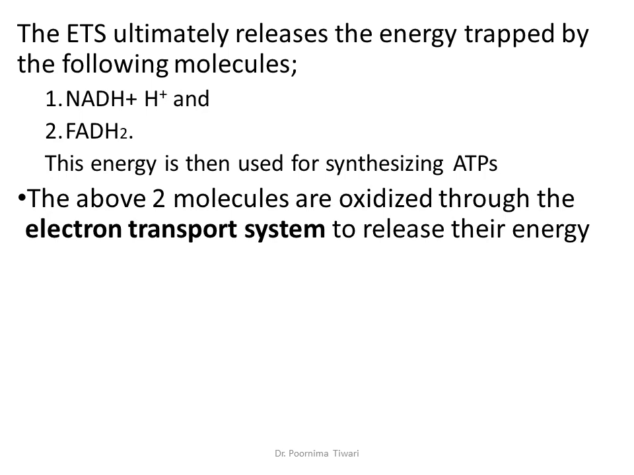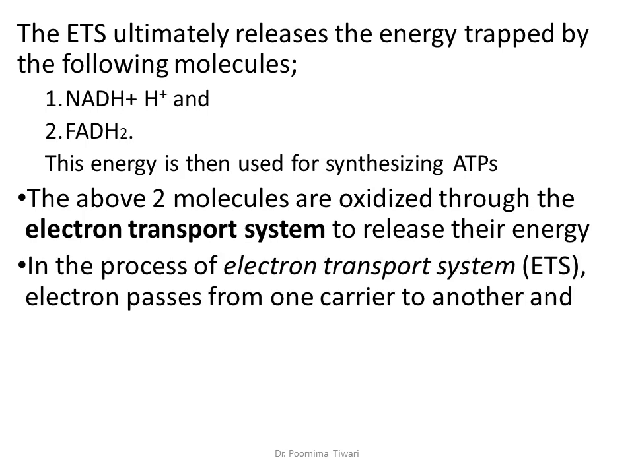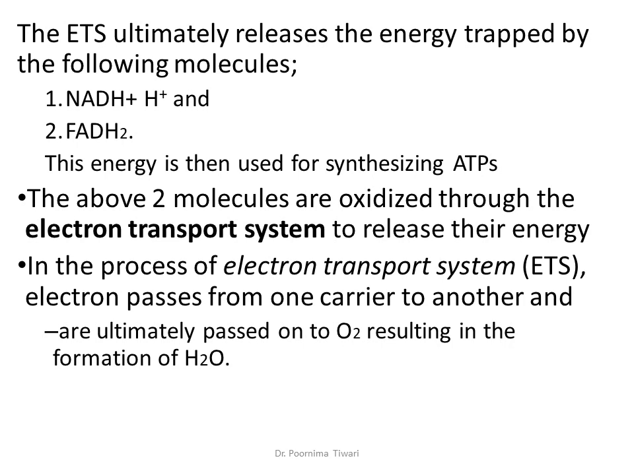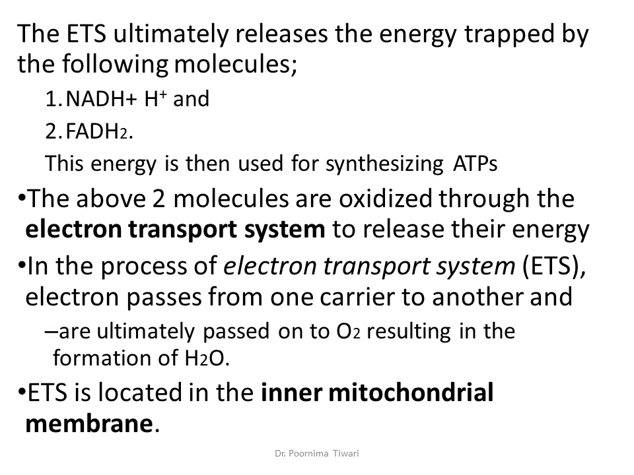NADH and FADH2 are oxidized through what is known as the electron transport system to release their energy. In the process of the electron transport system, electrons from NADH and FADH2 pass through one carrier to another and are ultimately passed on to oxygen, resulting in formation of water, H2O. This electron transport chain is located inside the inner mitochondrial membrane.